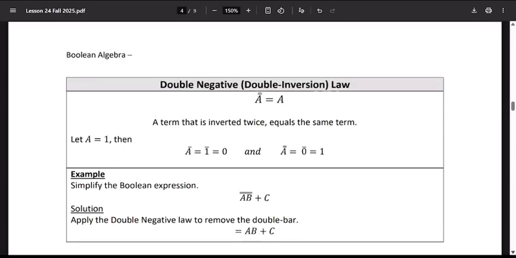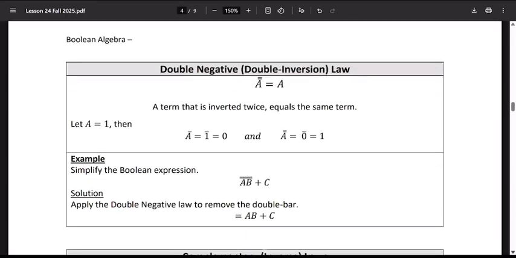Okay, so I want to go into the double negative law. In the double negative law, a double negative returns us back to the original A. So in the situation where A equals 1, the complement of that is going to be 0, because don't forget, we work with binary. We work with either 0 or 1. So now if I do the complement again, the complement of the complement, the 0 is going to go back to 1, which is what you have here.